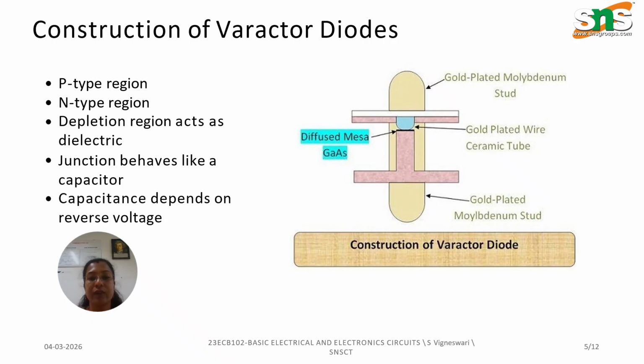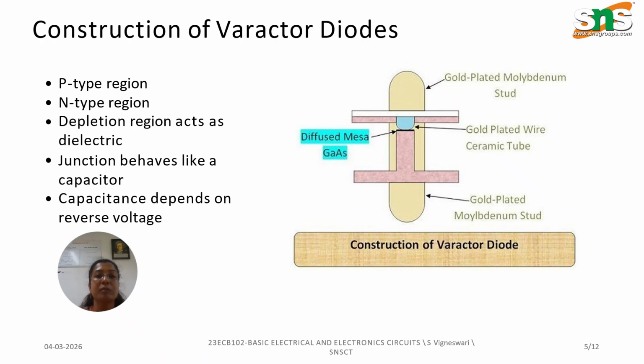Next, construction of the varactor diode. As you can see from the picture, it consists of a p-type and n-type semiconductor. In between them a depletion layer is formed, and this depletion region acts like the dielectric material of the capacitor, while the P region and the N region act as the conducting plates. So between the two conducting plates, we have the depletion region. It is essentially a diode in capacitor form.